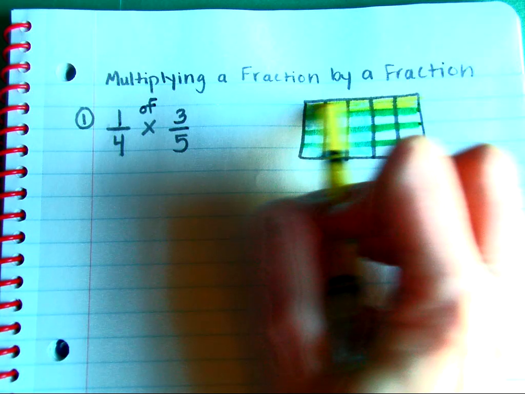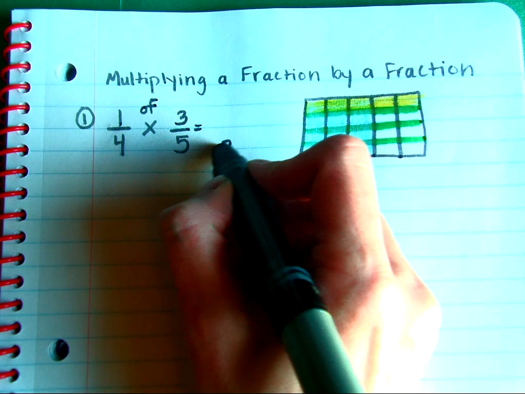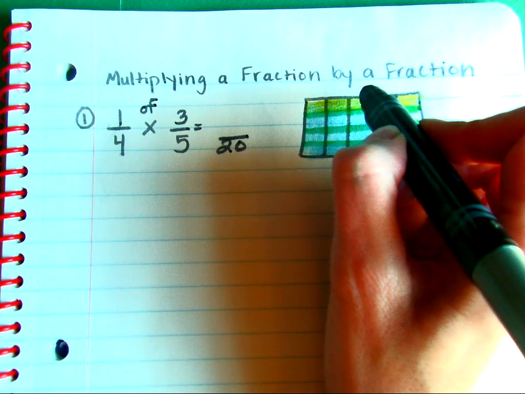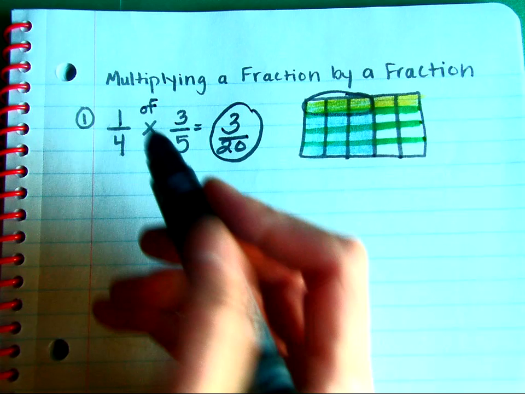Now I can determine how many total parts I have. I have a 5 by 4 array, which is 20. And of those 20, I'm going to circle all of the ones that overlap in my shading. I will count those rectangles. 1, 2, 3. So having 1/4 out of 3/5 is the same thing as having 3/20. Let's try the second one.